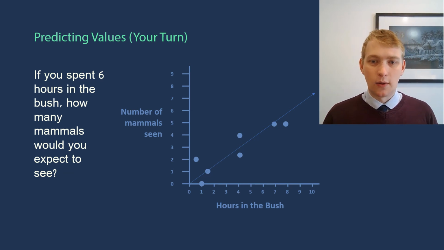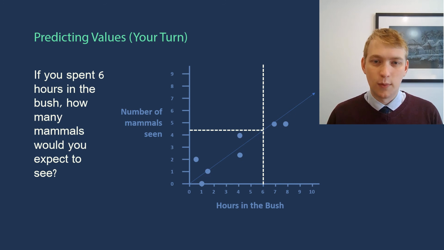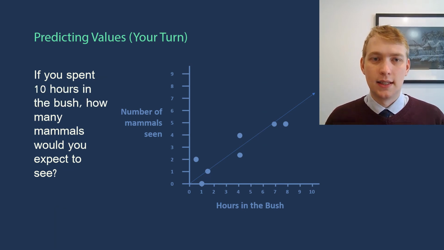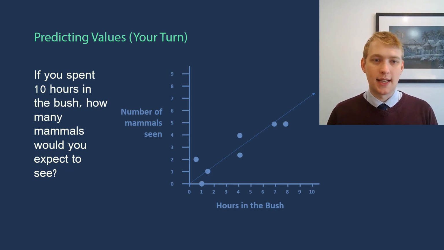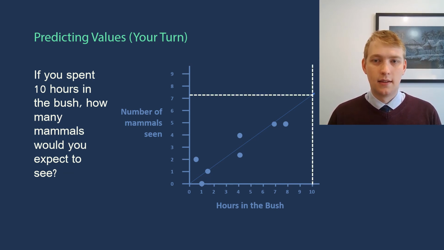Okay, so we have 6 hours in the bush. We put the line up there, go across. We've got just over 4, so we're going to say we have 4. Or it's closer to 4 than 5. And your turn. If you spent 10 hours in the bush, how many mammals would you expect to see? Okay, and this time we're going to see about 7.